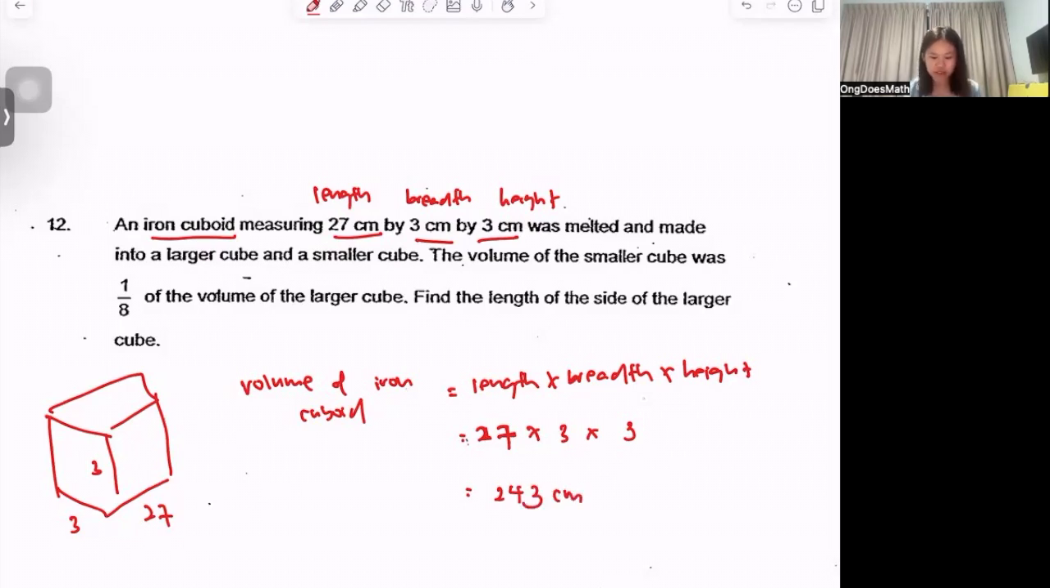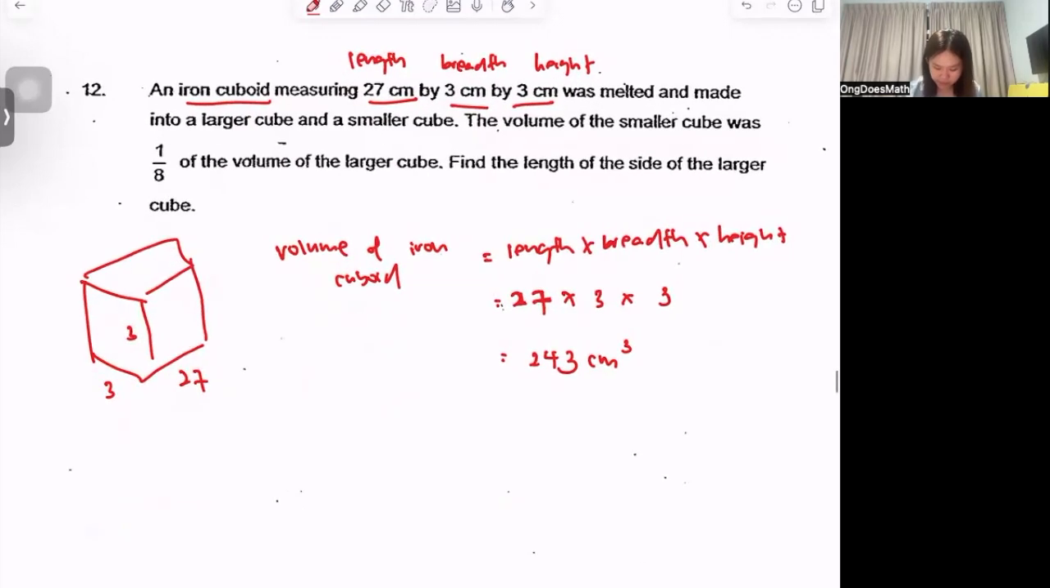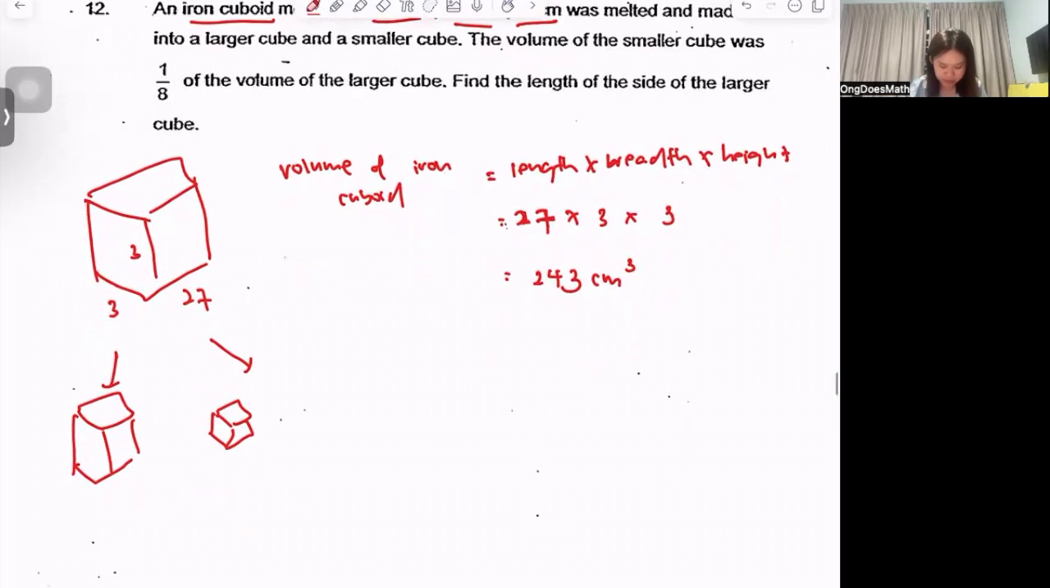So we have this large iron cuboid. Then you melt it, and you remake it into a larger cube and a smaller cube. What's so special about a cube is that all sides are the same. It's like a square, but a 3D version of a square. So the length is equal to the breadth is equal to the height, which means that the volume of these two cubes are going to be cube numbers.